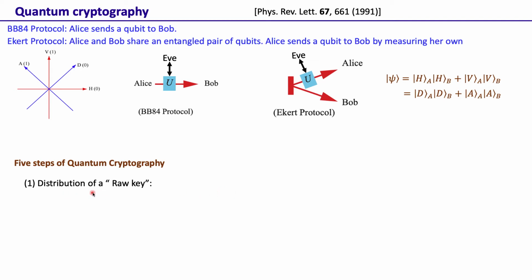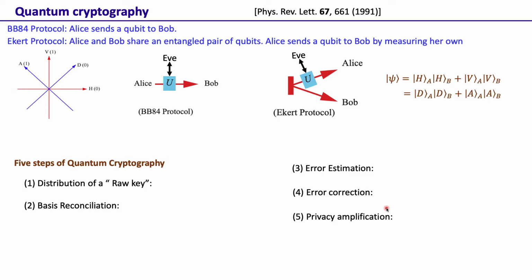Now the next step in quantum cryptography is what's called the basis reconciliation. This we will get to in more detail in a bit. In basis reconciliation, after distributing the raw key, Alice and Bob talk to each other about whether they used the same basis or a different basis. At the end of basis reconciliation, they generate what's called a sifted key. After that, they estimate how much error they have, and then they do the error correction, and also what's called the privacy amplification.